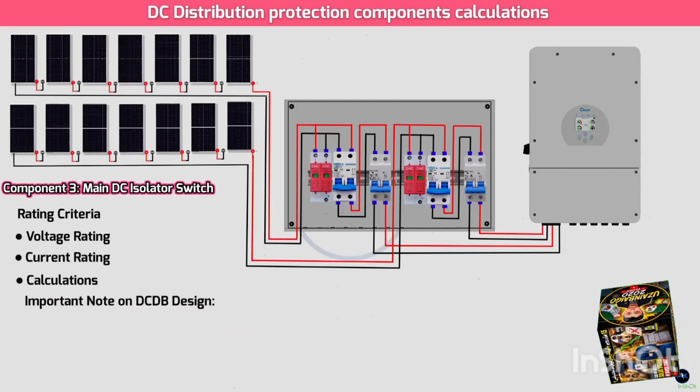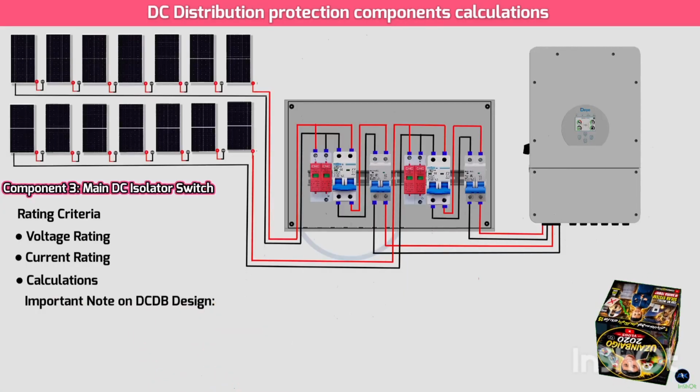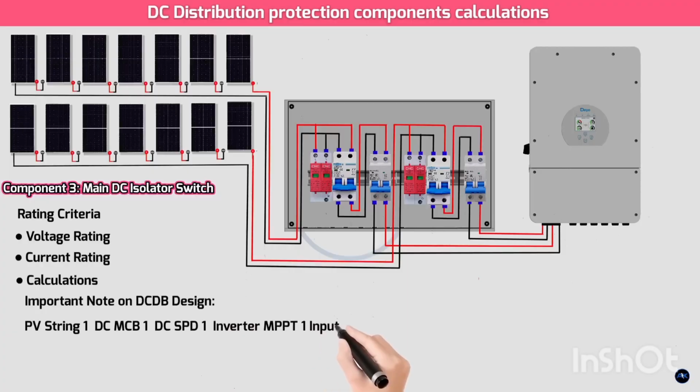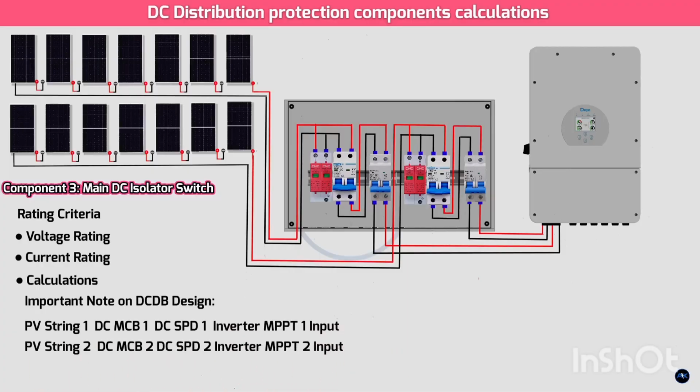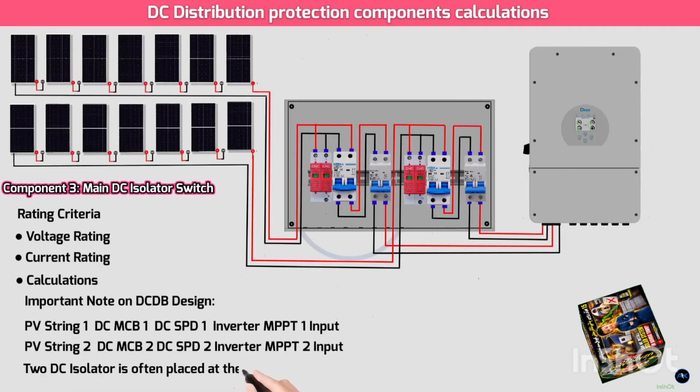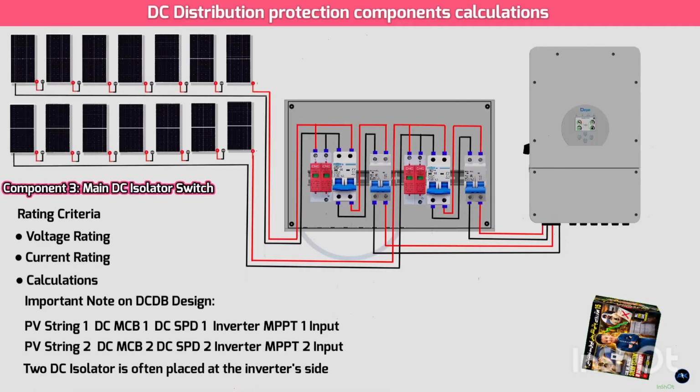For two strings and two MPPTs, a common arrangement is PV string 1, DCMCB 1, DCSPD 1, inverter MPPT 1 input; PV string 2, DCMCB 2, DCSPD 2, inverter MPPT 2 input. And then a DC isolator is often placed at the inverter's side or as part of the overall DC-DB that receives both string inputs. Some inverters have integrated DC isolators, eliminating the need for an external one. Always check your inverter's features.